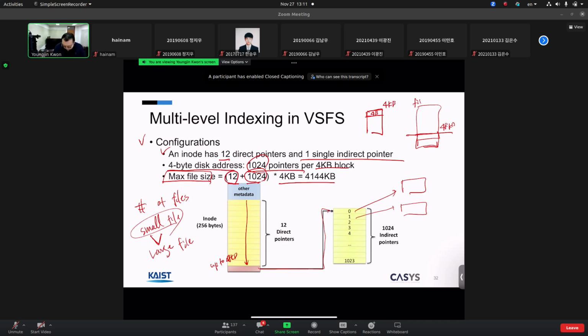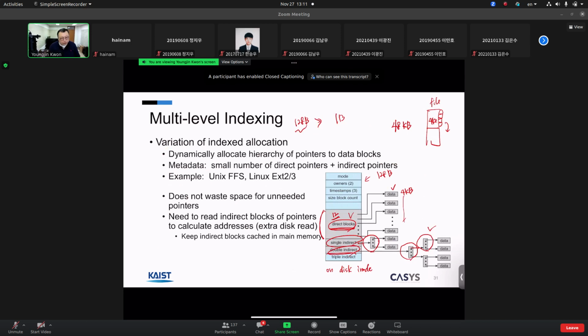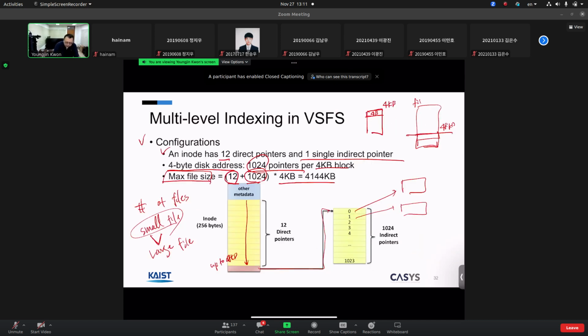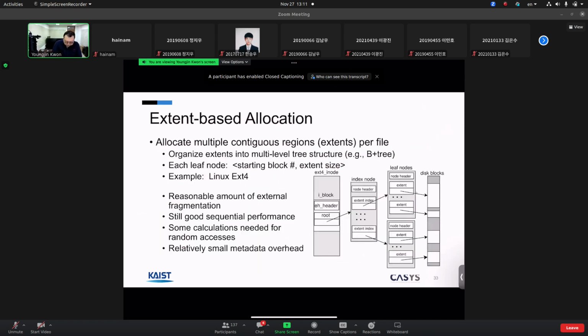So likewise, you can compute the maximum file size when the inode starts using the double indirect block and triple indirect block. I will leave the computation of the maximum file size up to you. Please do it. Right, so that was multi-level indexing.